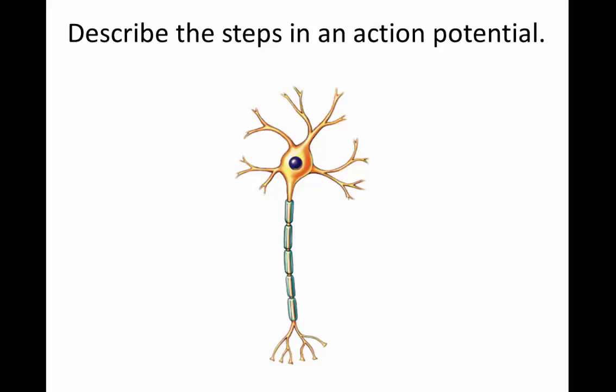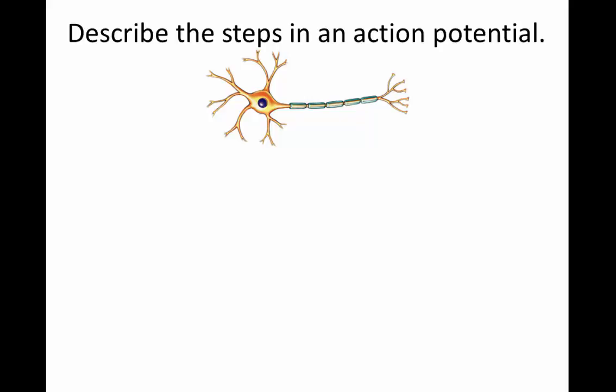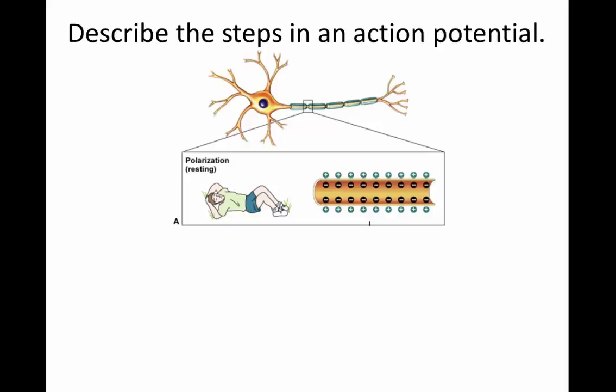Let's discuss the steps in the action potential, this electrical signal that we're talking about, so that we can understand how this action potential or signal moves along the neuron. If we move the neuron off to the side here, we can zoom in on a little portion of the axon. When a signal is not moving along the axon, so when there is no action potential, we call the cell at rest polarized.